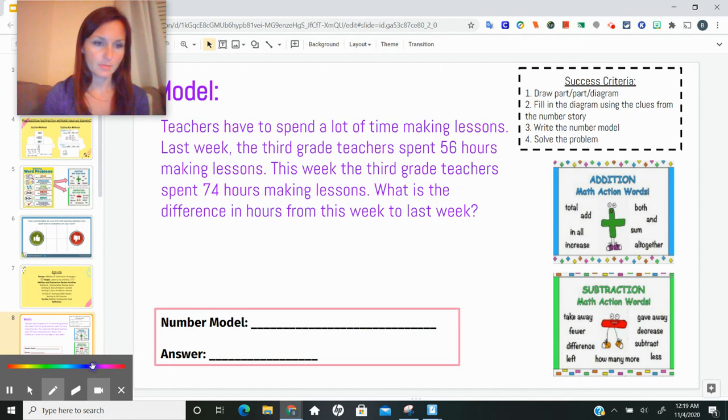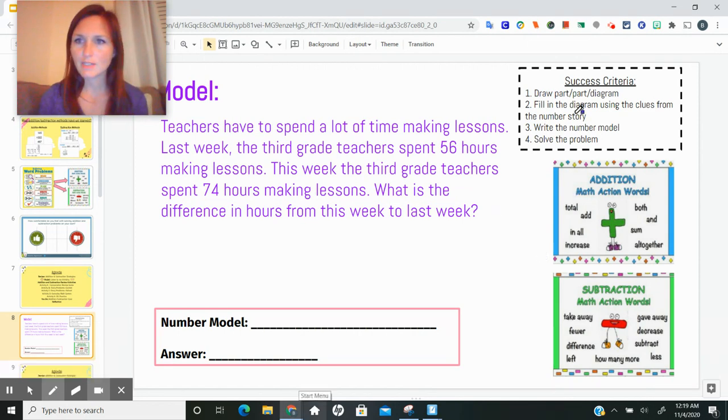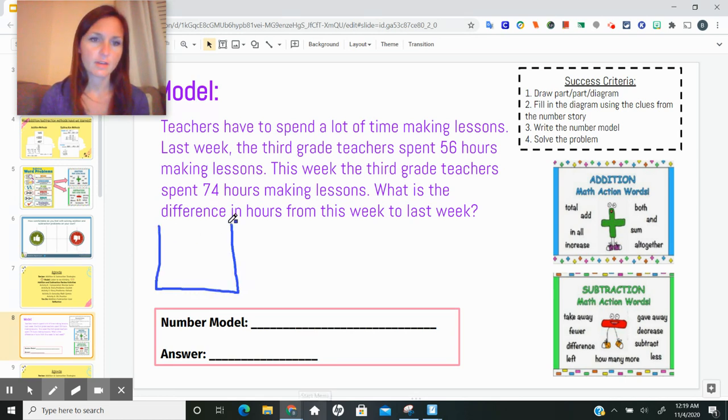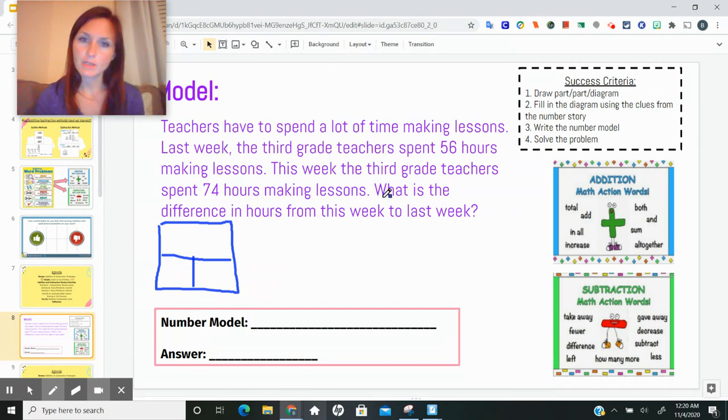All right, let's pick a pen that I think you guys will see. All right, so first I need to draw my diagram to help me figure out what I'm doing. This is a good strategy for me to use if I didn't have these posters. This is something I can use to help me. So I have last week and this week. So again, I think that I'll put them here, 56 and 74, because it's last week and this week.